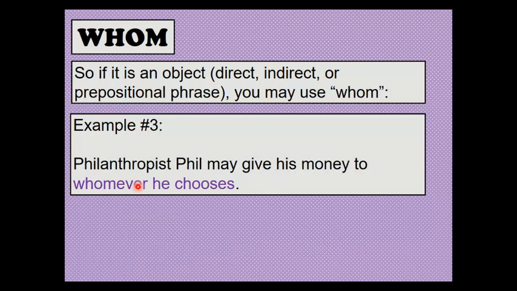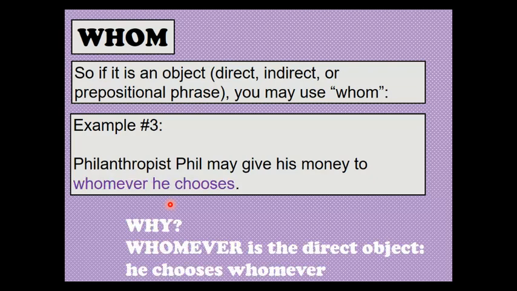Philanthropist Phil may give his money to whomever he chooses. Well, once again, it looks like it's the subject of this verb chooses, but if I invert it, because I have this word he, what I'm really saying is he chooses whomever. He is the subject of the verb chooses. Whomever's on the other side, it's the direct object of chooses, and that's why I get to use the word whom, or in this case, whomever. It's the direct object of chooses.